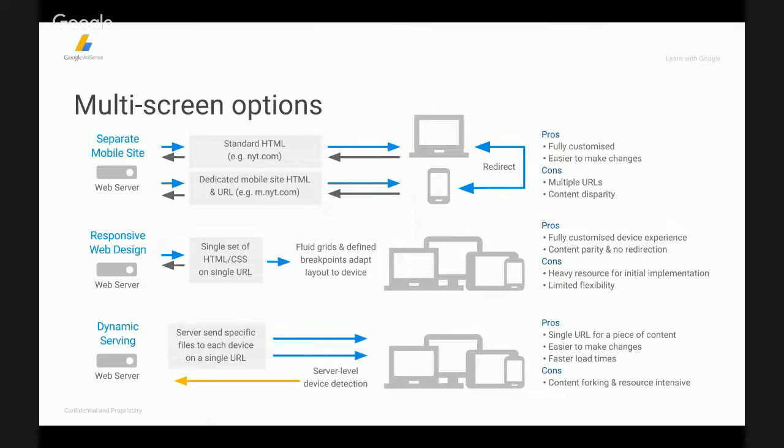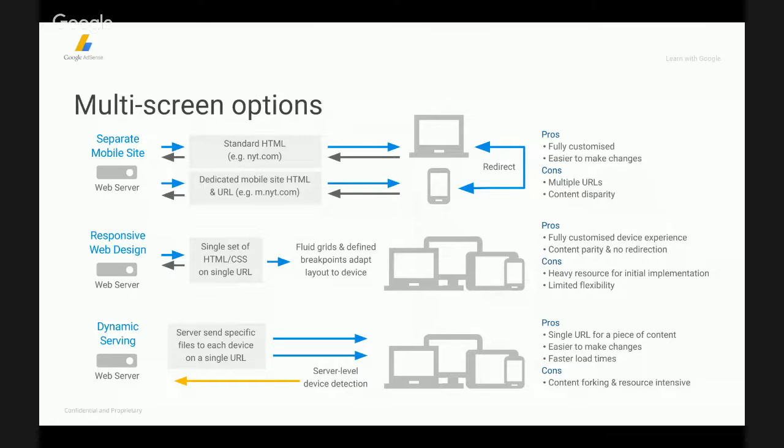First of all, you can create a separate mobile site. The pros to this are that it's fully customized and it's easier to make changes. The disadvantages, though, are that you have multiple URLs, and of course, it's difficult to scale the content in an easy and effective way.